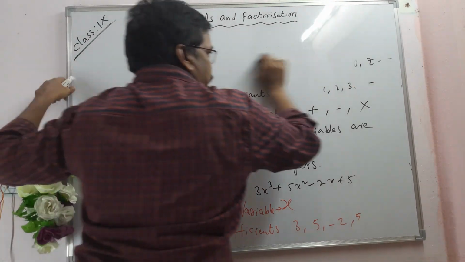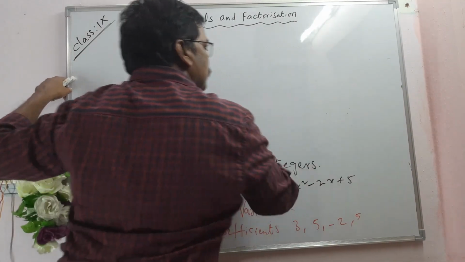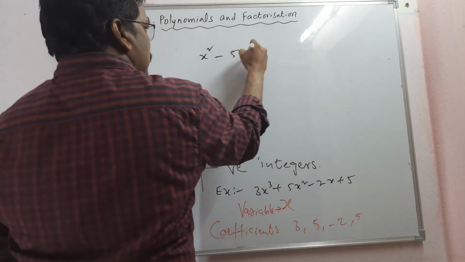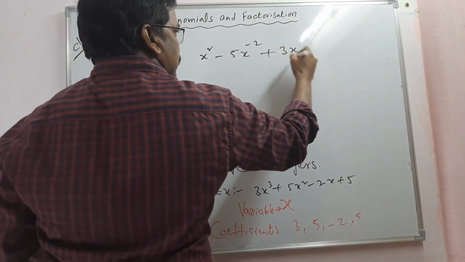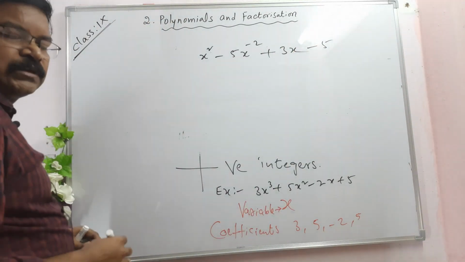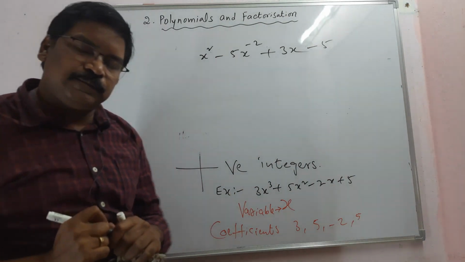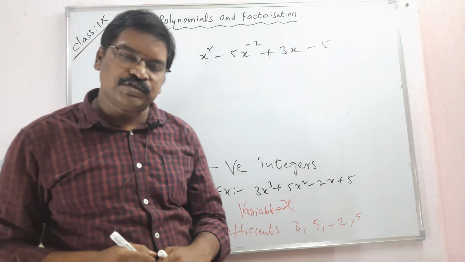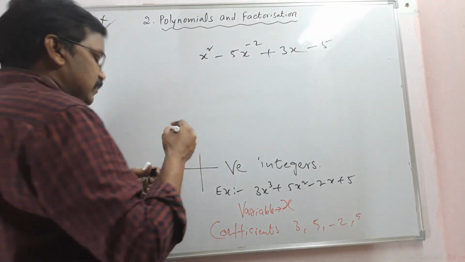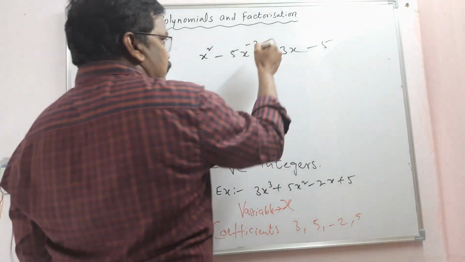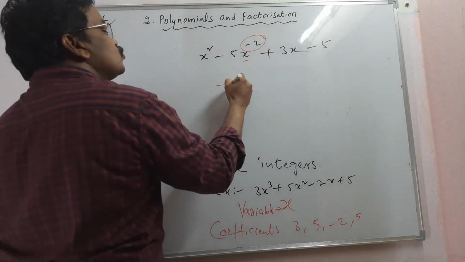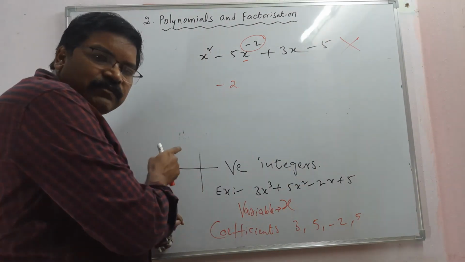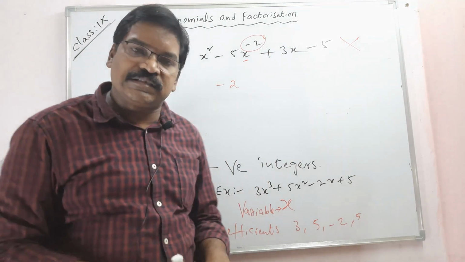I can give you one example here. You give me the answer. For example, x square minus 5x to the power of minus 2 plus 3x minus 5. Is it a polynomial? No. Why? Here the power of this variable is minus 2. So it is not a polynomial.